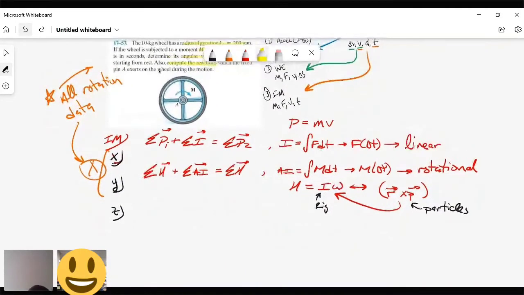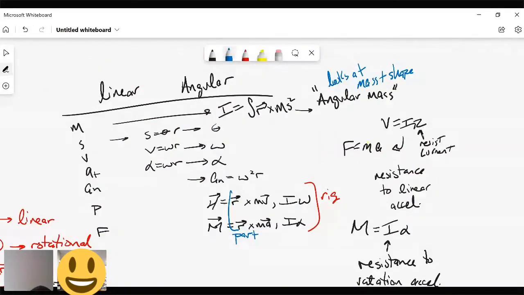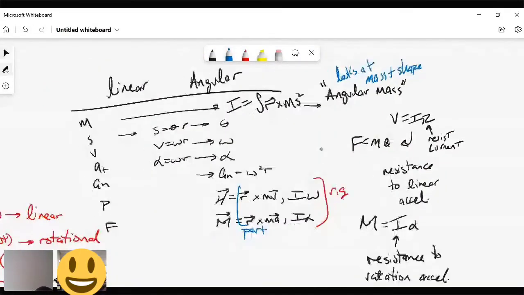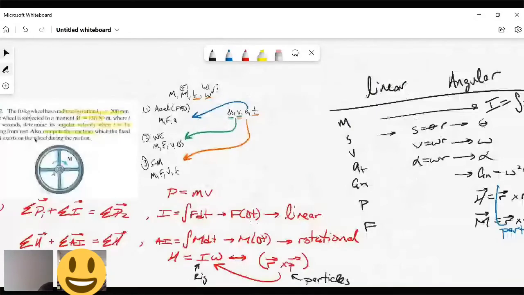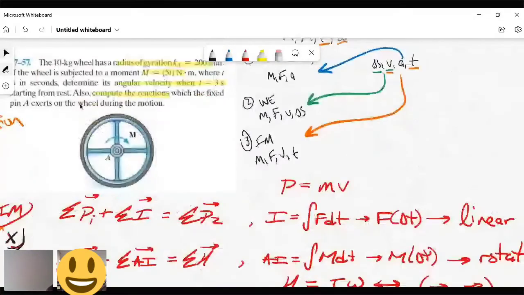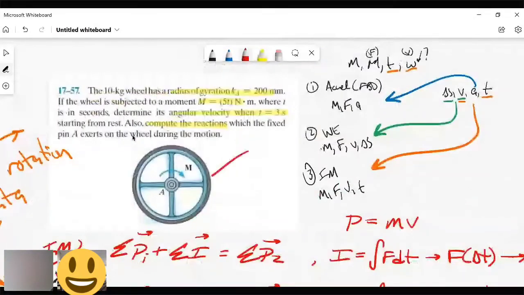You follow me? But what happens is in this problem, we have a wheel, and this wheel is unbalanced, right? This wheel has some mass on the outside, some mass on the inside, some mass like that.